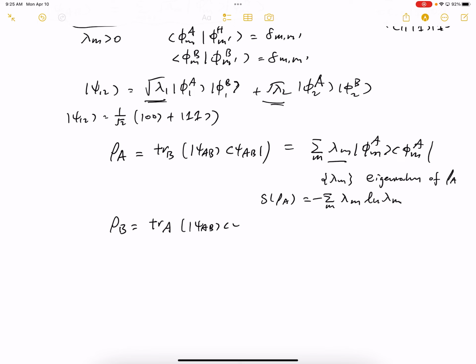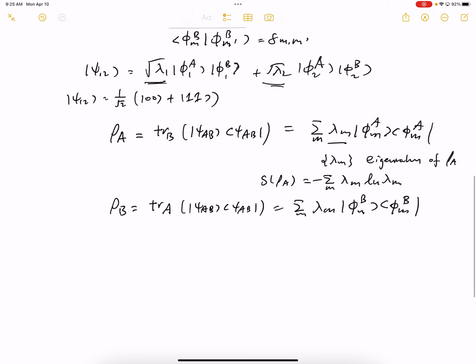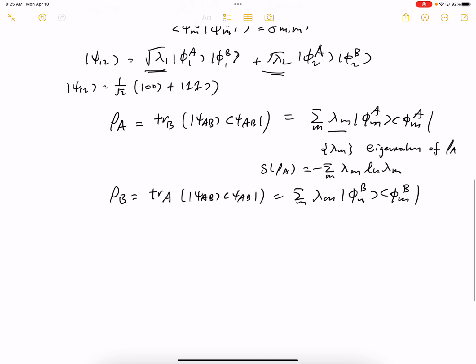And then similarly for rho B, you can almost guess the answer is going to be pretty much symmetric. So it's going to be the sum over M, lambda M of phi M B, phi M B. And again, if you first find the reduced density matrix rho B, you can do eigenvalue decomposition to find those eigenvalues and eigenvectors phi B. So the interesting thing is you can see that rho A and rho B share the same eigenvalue spectrum.